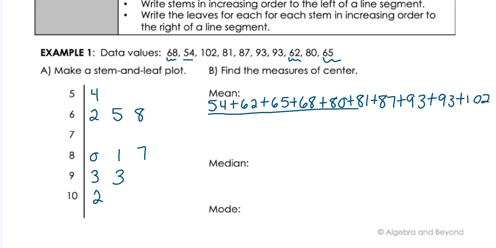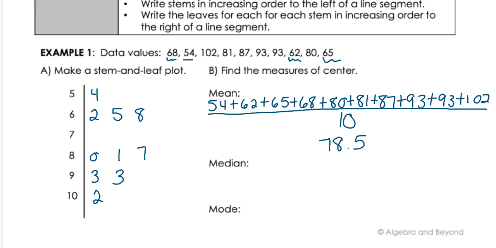We're going to divide all of that by the total number of pieces of data there. So if we count them up, we can see that there are 10 data pieces. When I divide by 10, I get a mean of 78 and a half.